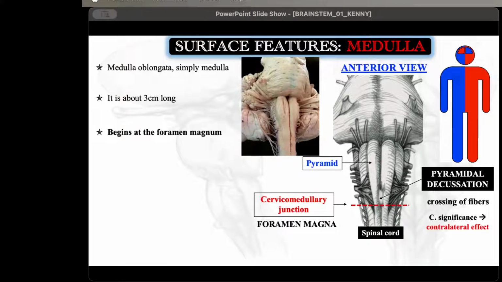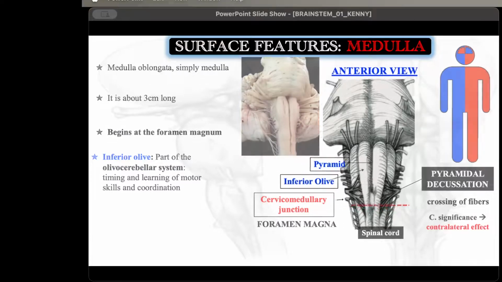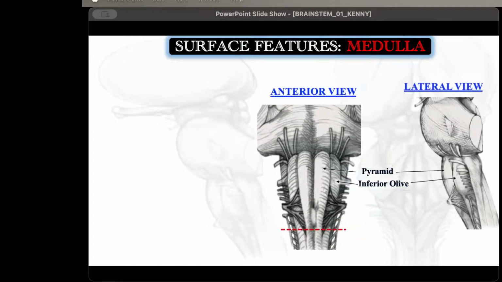Another distinguishing feature of the medulla is the so-called olive, the inferior olive. The inferior olive takes part in the inferior olivary system, where it is involved in timing, learning of motor skills as well as coordination. It's also a distinguishing feature of the medulla. Now let's see the cranial nerves that originate from the medulla.